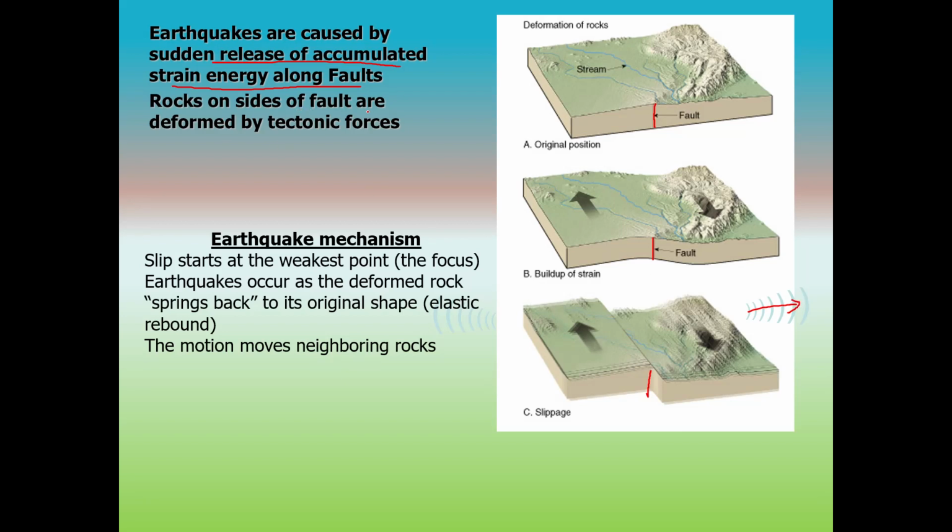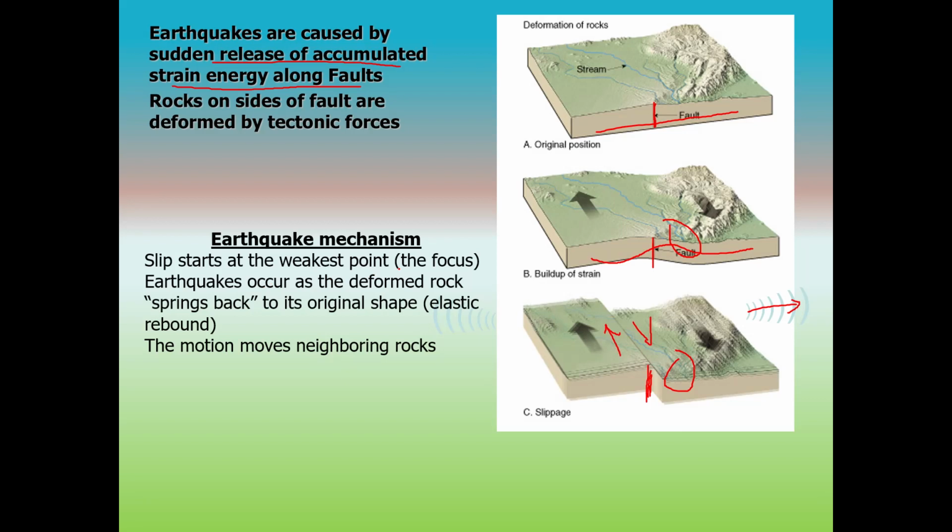Rocks on the side of a fault are deformed by tectonic force. Here you can see how this flat strata is built up with strain and then gets cracked and moves past each other, and you can see the river course has also changed over here. Earthquake mechanism. Slip starts, that is the fault starts at the weakest point. Wherever the crack is forming, that is the weakest point.